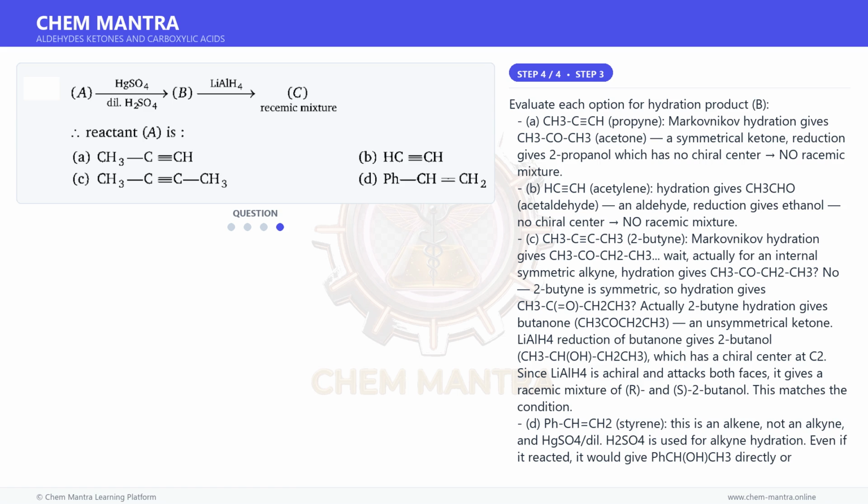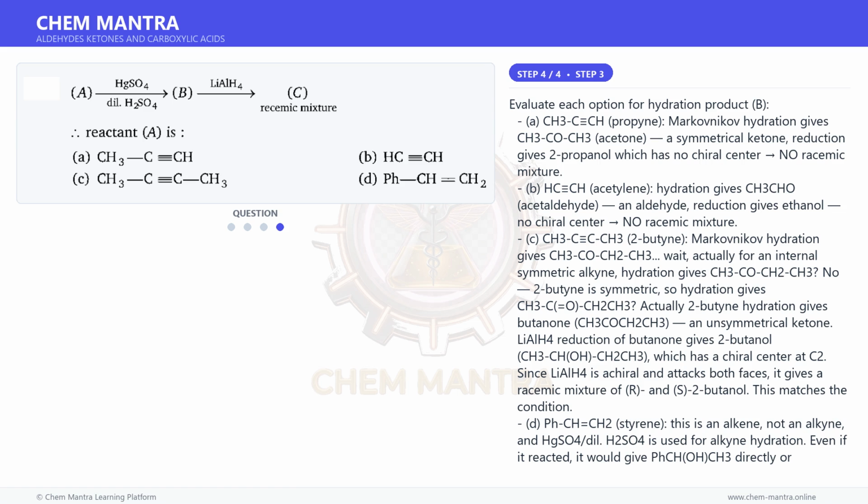C. CH3CCCH3, 2-butyne. Markovnikov hydration gives CH3-CO-CH2CH3. Wait, actually for an internal symmetric alkyne, hydration gives CH3-CO-CH2CH3. 2-Butyne is symmetric, so hydration gives CH3C=O, CH2CH3. Actually 2-butyne hydration gives butanone, CH3-CO-CH2CH3, an unsymmetrical ketone.